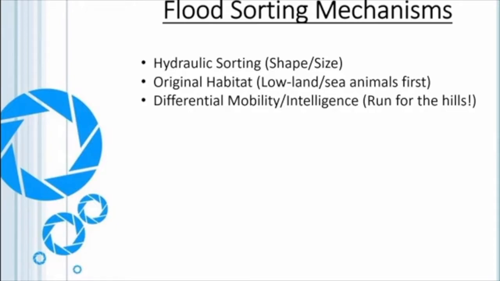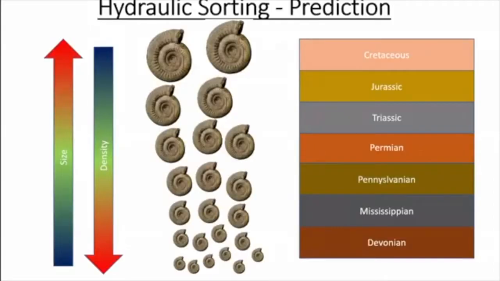hydraulic sorting. In fluids, denser objects fall faster, and larger objects fall slower due to greater drag. The flood prediction of hydraulic sorting is that creatures of roughly the same density will be sorted with larger specimens on top and smaller ones at the bottom.